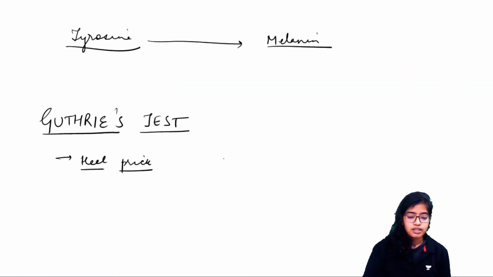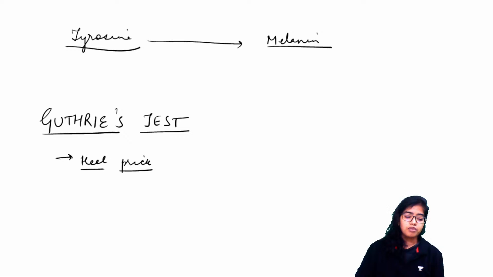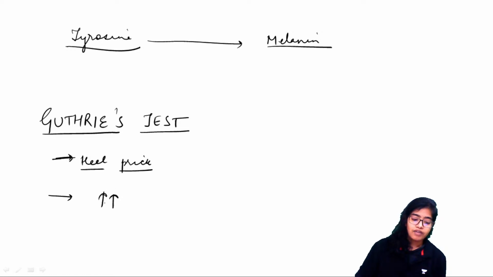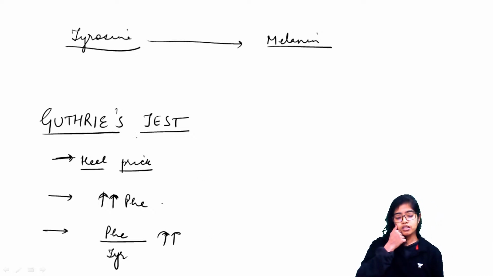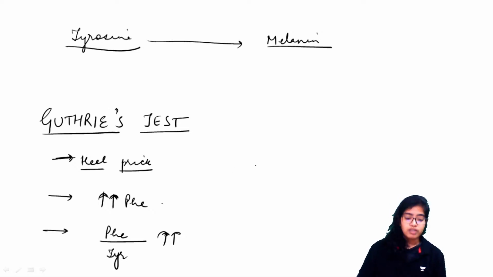So what is done is, from day 3 to day 7 after birth, prick the heel and take a small drop of blood, and that blood is tested for the absolute value of phenylalanine. Phenylpyruvate is very high, the absolute value of phenylalanine is very high, and the ratio of phenylalanine to tyrosine is also very high. This is diagnostic. This is suggestive of what? Phenylketonuria. Okay, that is what that picture was representing.